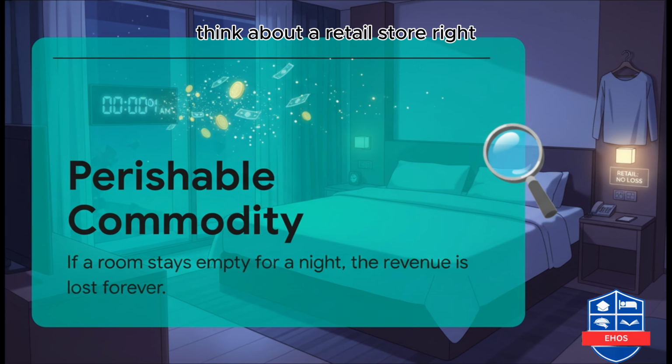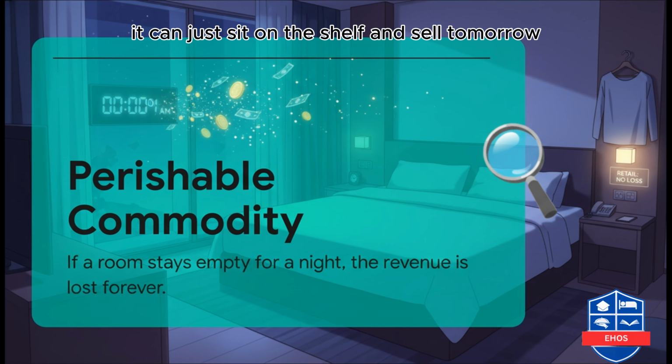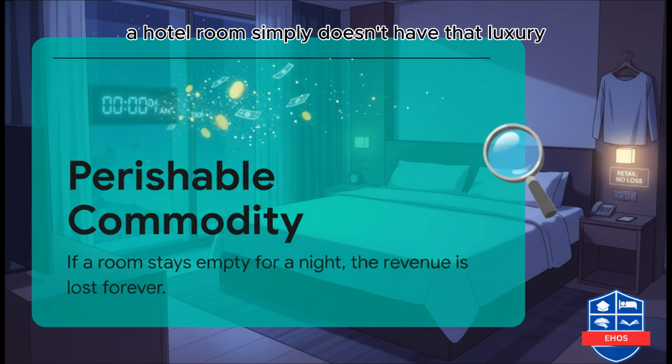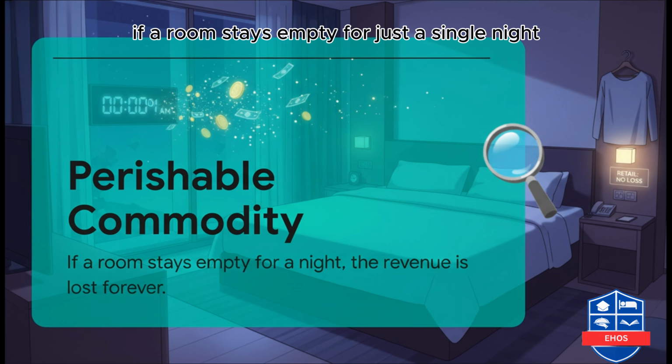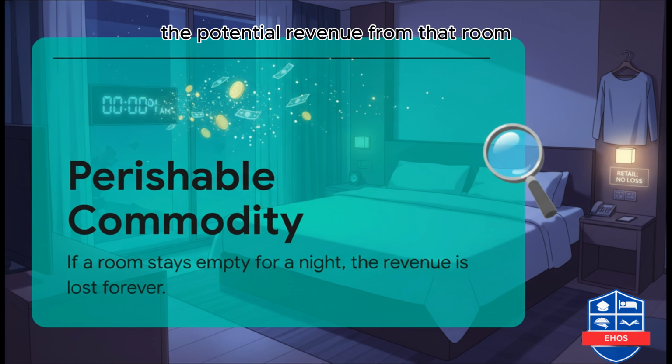Think about a retail store, right? If a shirt doesn't sell today, it can just sit on the shelf and sell tomorrow for the exact same price. A hotel room simply doesn't have that luxury. If a room stays empty for just a single night, the potential revenue from that room for that specific night is lost forever. It literally evaporates at midnight.